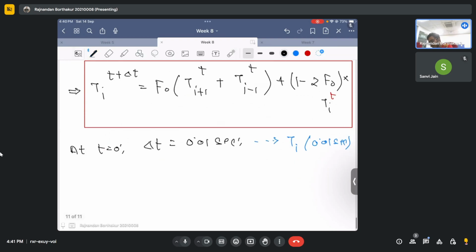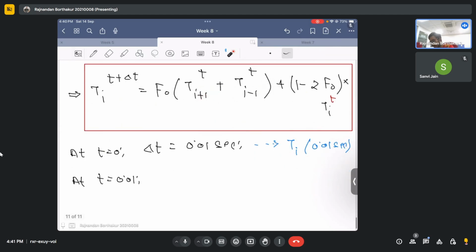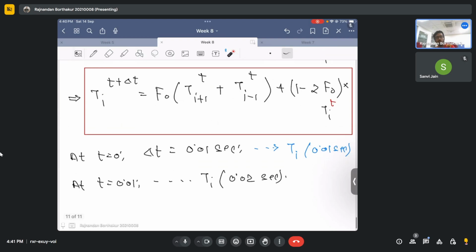Now, when you move on to the next time step, it would be at t equal to 0.01. You know all these things, because from the previous time step, you know the temperature. So at t equal to 0.01, you can now find T_i at 0.02 seconds. For the next time step, you know the values of the previous time step. This is the same marching problem that I was trying to indicate.